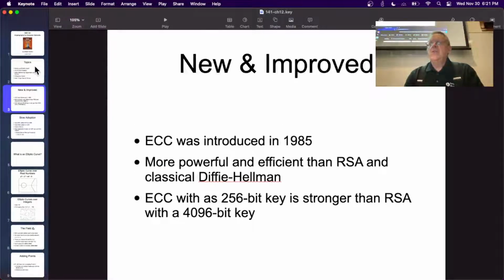So, elliptic curves were introduced in 1985, of course much after RSA, which came out I think in 77. And it is much more powerful and efficient than RSA and the RSA-based Diffie-Hellman exchange. A 256-bit ECC key is stronger than an RSA 4096-bit key, and the math is, of course, much simpler and faster to use the smaller numbers, so ECC uses much less CPU to do calculations.